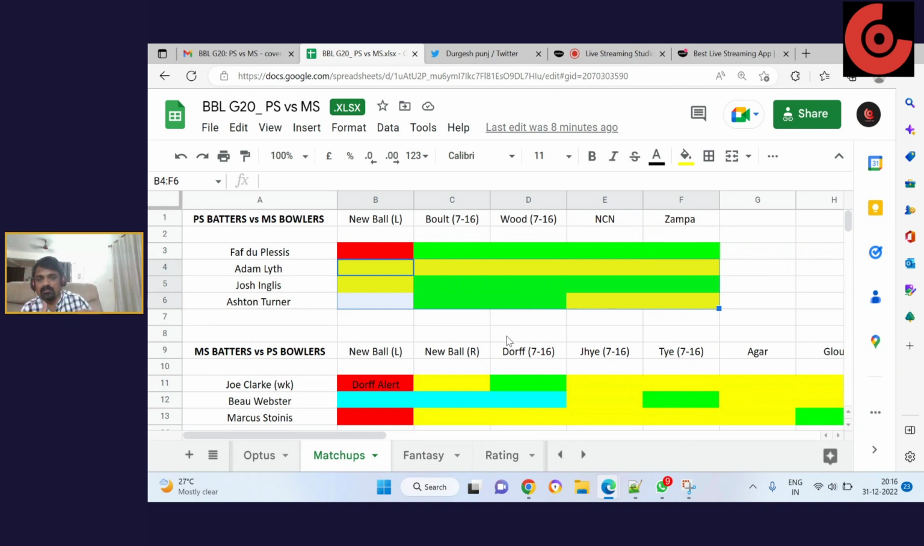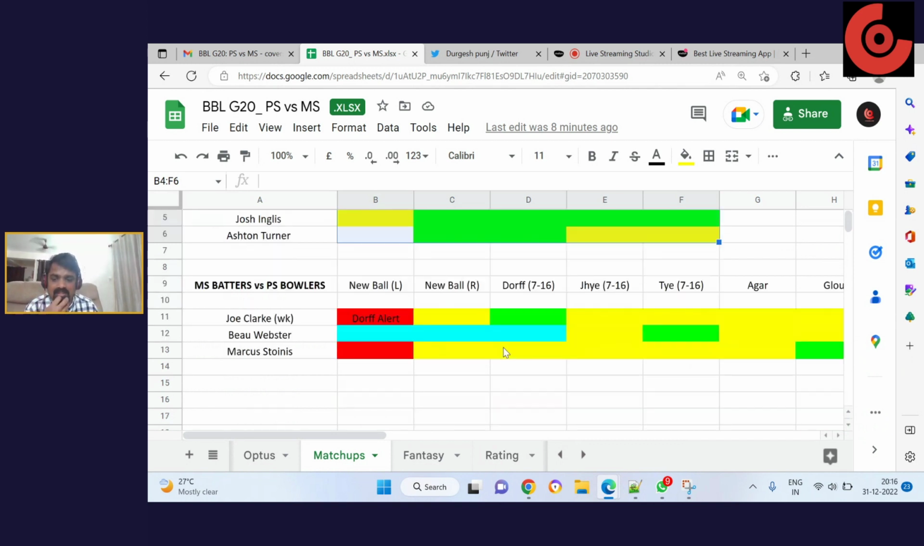These are the factors that we have taken into account. We have developed this section with all of these factors in mind: intelligent over filters, intelligent condition filters, intelligent bowler filters, intelligent splits as well. In general, new ball left arm is one reason why we picked Behrendorff for this match.